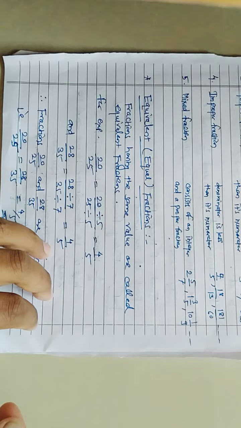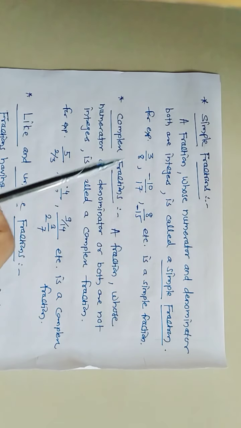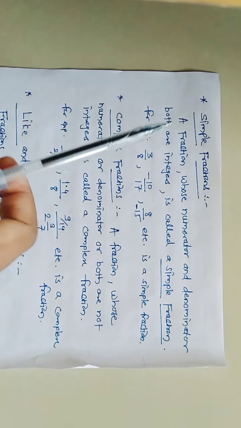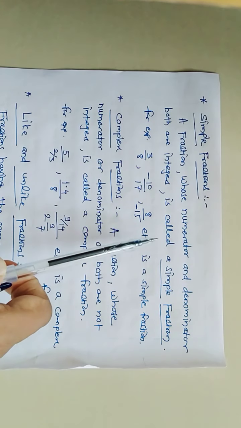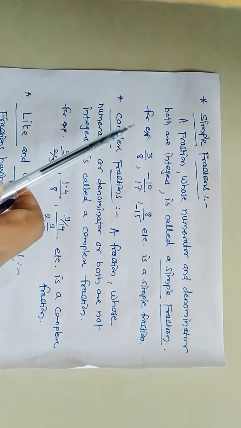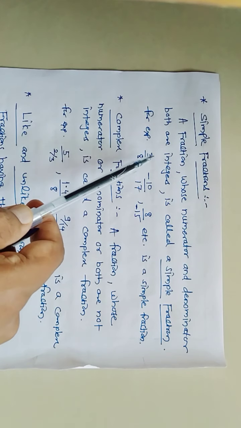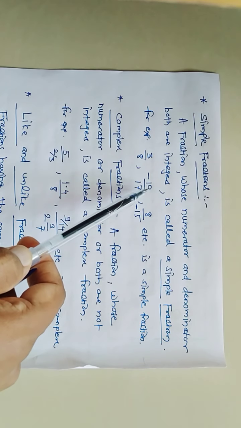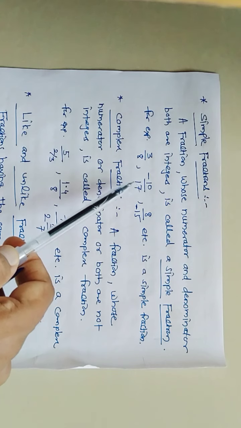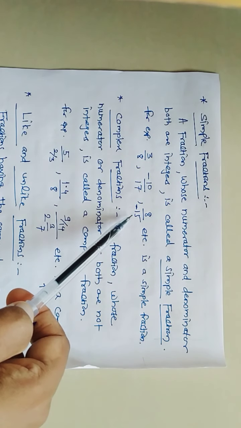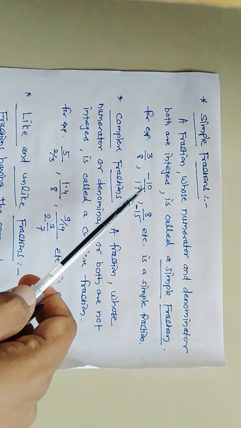Now we'll see the next definition, simple fractions. A fraction whose numerator and denominator both are integers is called a simple fraction. See the example, 3/8: 3 is an integer, 8 is also an integer. Here the numerator is minus 10, which is also an integer, and the denominator 17, which is also an integer. So this is a simple fraction. Here 8 is an integer, minus 15 is also an integer. So all these are examples of simple fractions.